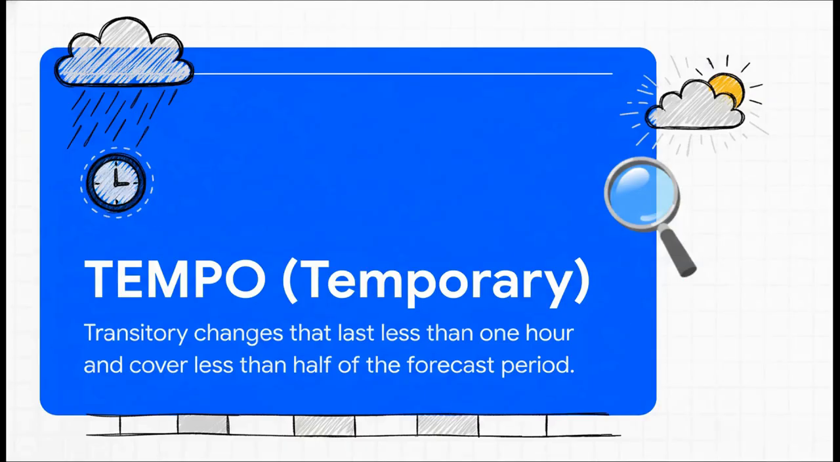Tempo is a different beast altogether. These are temporary changes. Think about things like scattered afternoon rain showers that pop up and then go away. The key rules are that these conditions are expected to last for less than an hour each time they occur, and in total, they won't be around for more than half of the tempo period.